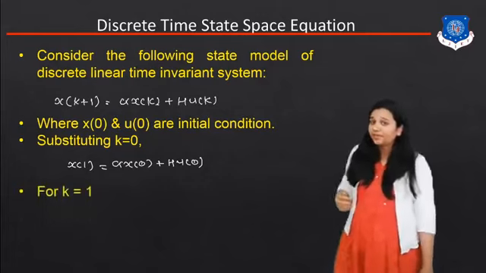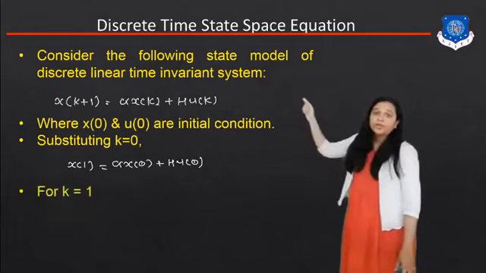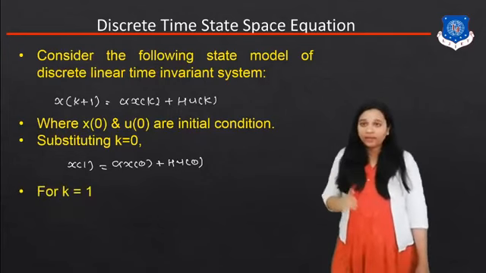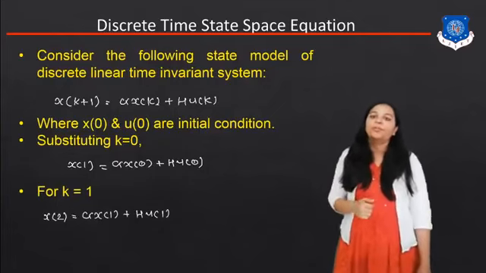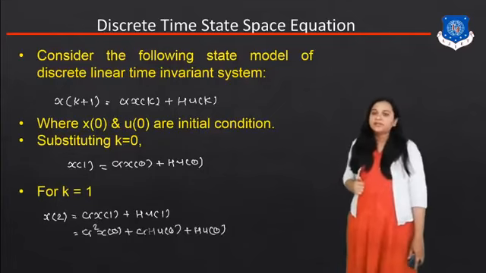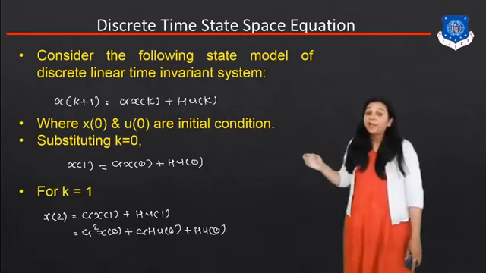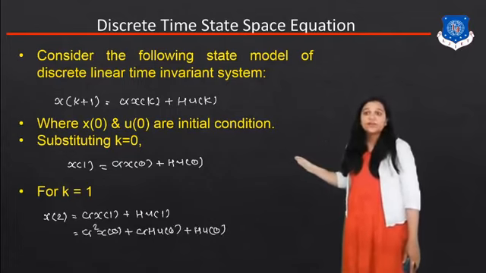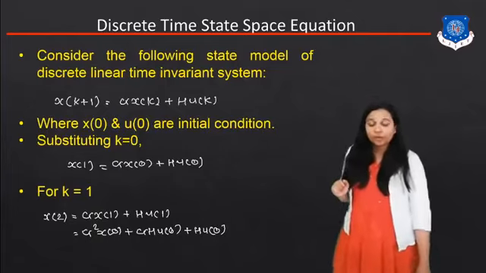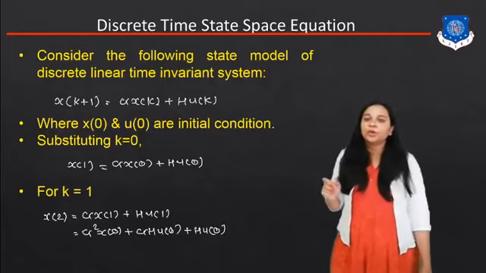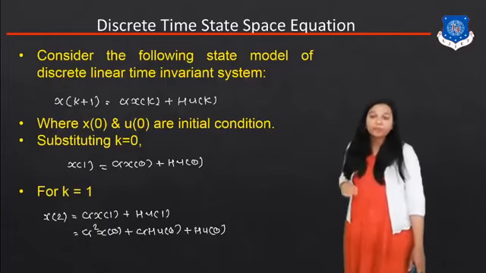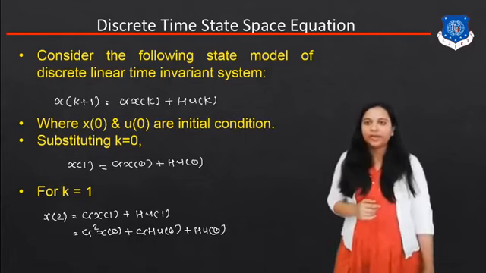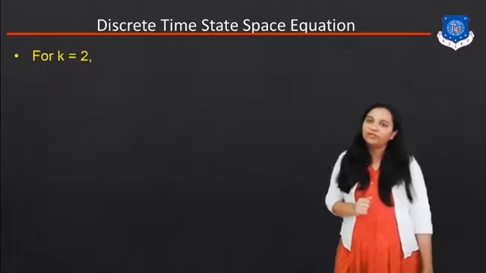Now the next step is k equal to 1. Putting k equal to 1, we get 1 plus 1, so x of 2 is equal to G x of 1 plus h u of 1. Now what is the value of x of 1? x of 1 is G x of 0 plus h u of 0. So G into G x of 0 becomes G square x of 0, plus G h u of 0, plus h u of 1. For k equal to 1, we get this type of equation.